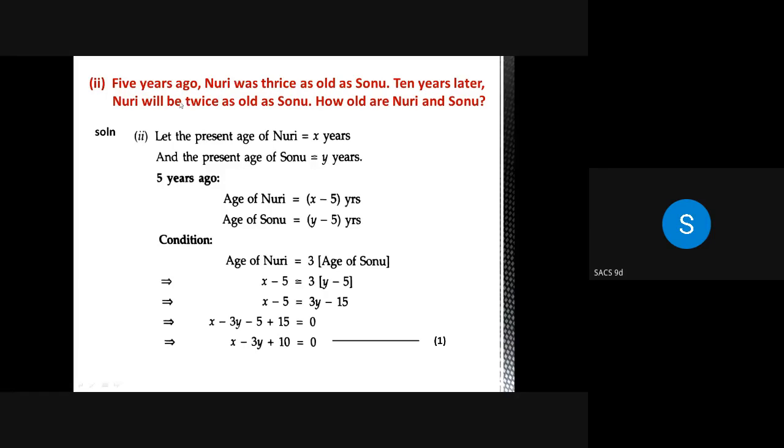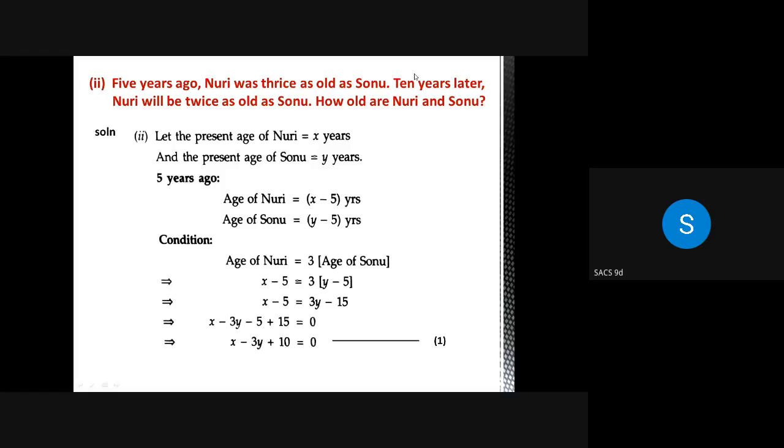Now the first case is 5 years ago. So 5 years ago, that means if these are the present ages, 5 years back both their ages will be x minus 5 and y minus 5 respectively. Now, the condition is that 5 years ago, Noori was thrice as old as Sonu. So 3 times the age of Sonu. So x minus 5 will be equal to 3 times y minus 5. After simplification this gives me my first equation. So the first equation is x minus 3y plus 10 equal to 0.